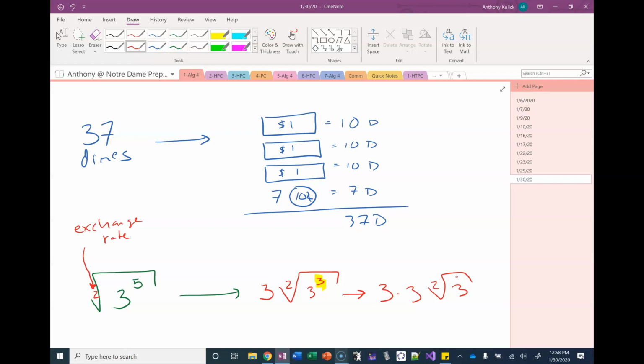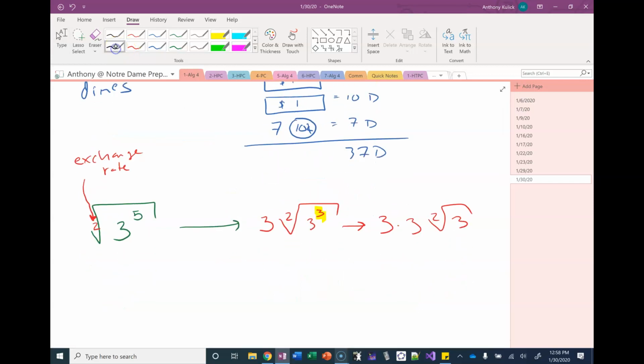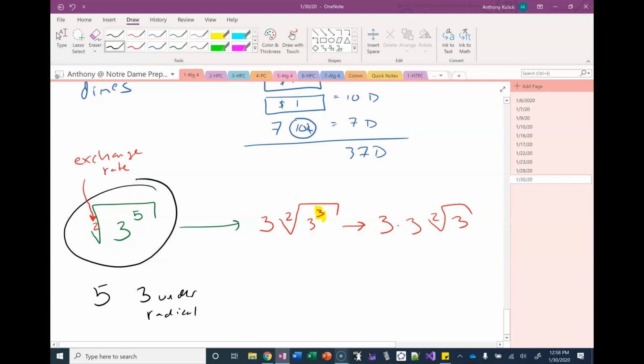What we're trying to do is think about this problem the same way we would do an exchange rate. So what we have is 5 of the 3s under the radical. 3 to the 5th means I have 3 times 3 times 3 times 3 times 3. So I have 5 3s underneath my radical. Does everybody agree with that?